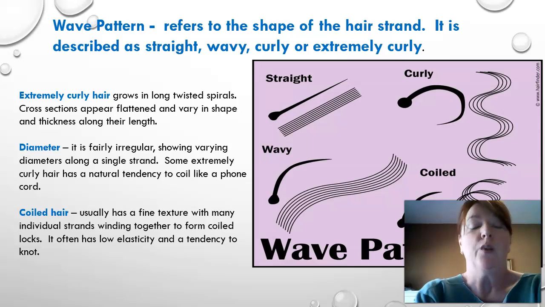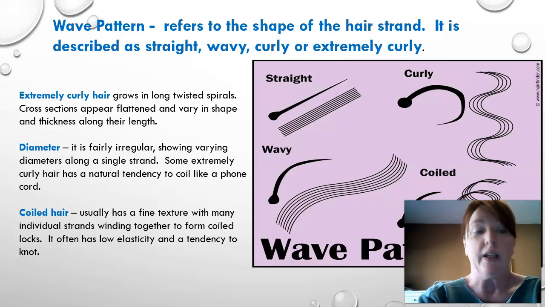The wave pattern, which refers to the shape of the hair strand, is described as straight, wavy, curly, or extremely curly. Basically, a lot of it comes down to how the hair grows out of the head and the actual composition of the hair itself. Extremely curly hair grows in long twisted spirals. Cross sections appear to be flattened and vary in shape and thickness along their length. The diameter is fairly irregular, showing various diameters along a single strand. Some extremely curly hair has a natural tendency to coil like a telephone cord.